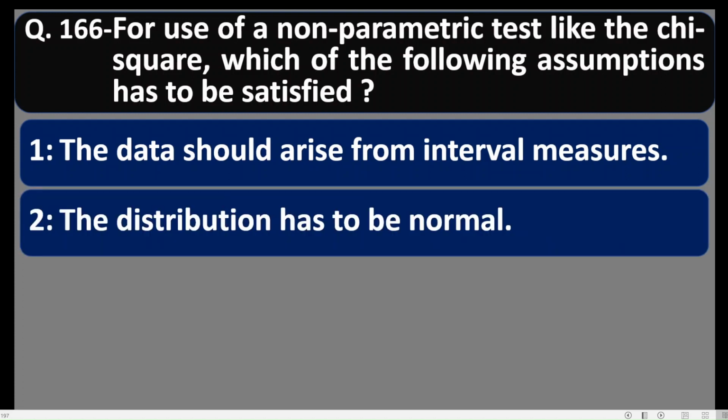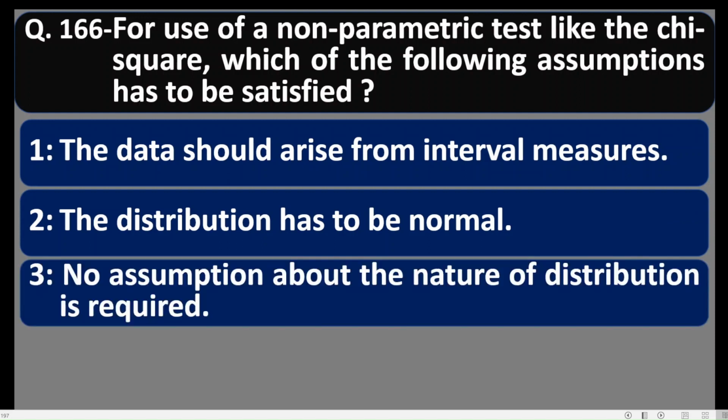The distribution has to be normal. It is not a condition for non-parametric. No assumption about the nature of distribution is required. That is true. No assumption about the nature of distribution or symmetry or normality of distribution is required. Option number 3 is correct.